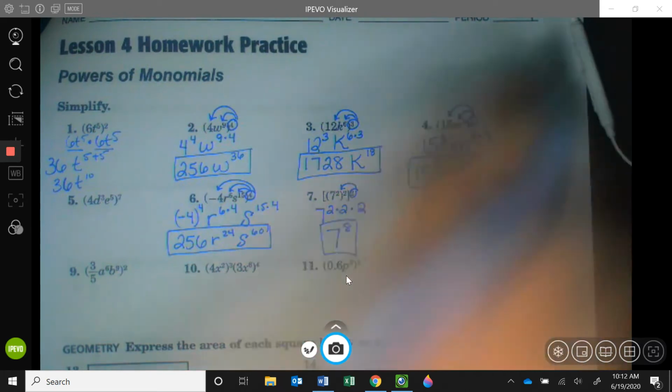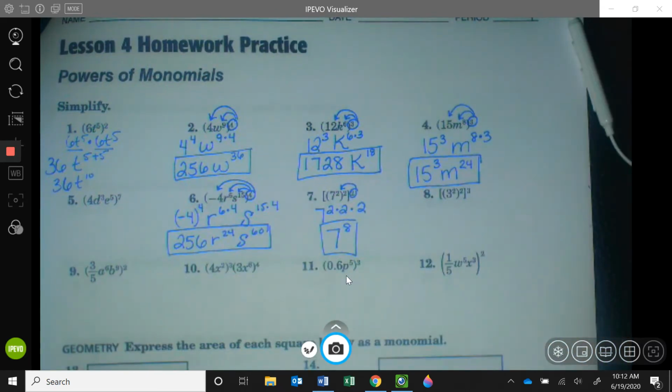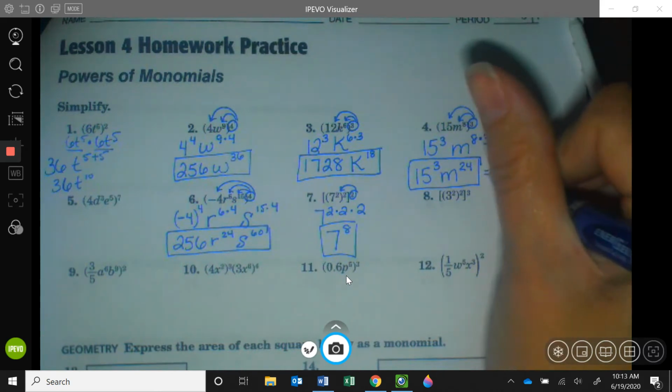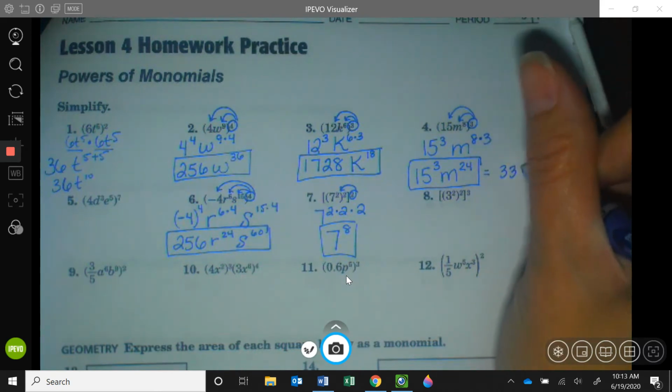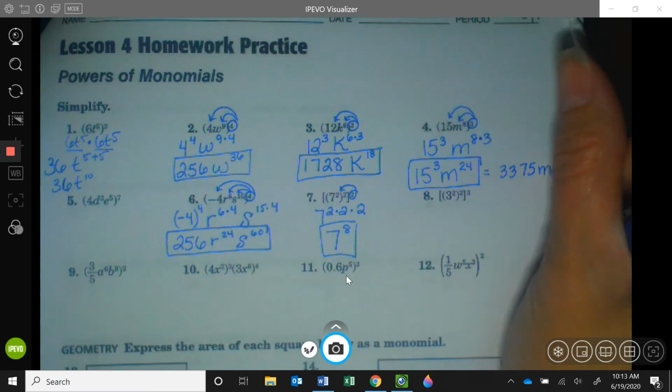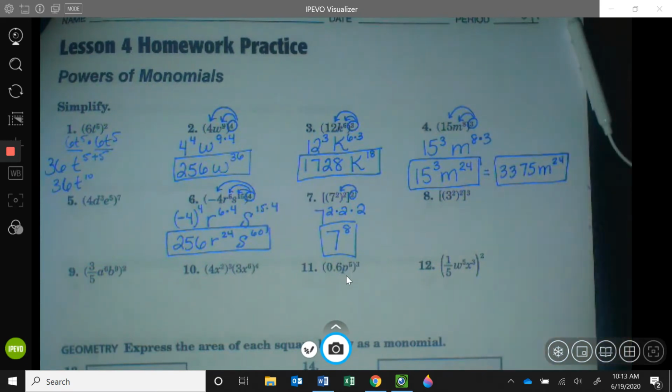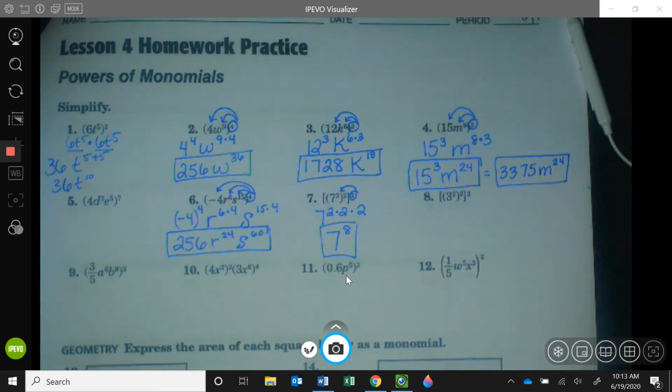This is absolutely correct, but we could simplify that 15 to the third power by multiplying 15 times 15 times 15. So we get 3,375 and then m to the 24th power. Anytime that you are distributing, you're multiplying, different from 2 days ago's activities where we were adding and subtracting exponents.